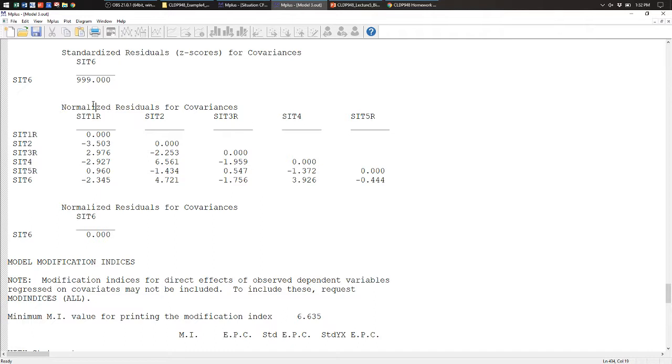So normalized residuals for variances and covariances, where the same thing would apply. These are discrepancies between model and data put into a z-score-like metric, where anything above 2 or 3 in absolute value would be indicative of a problem.